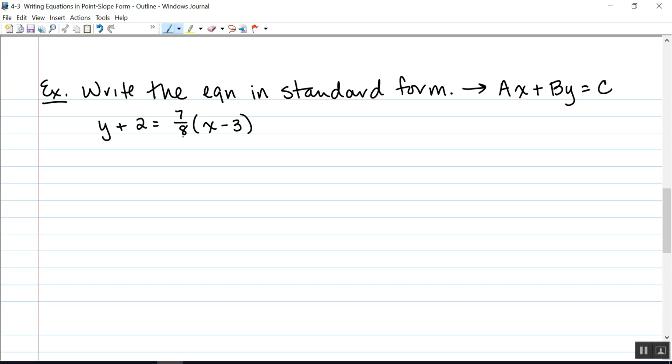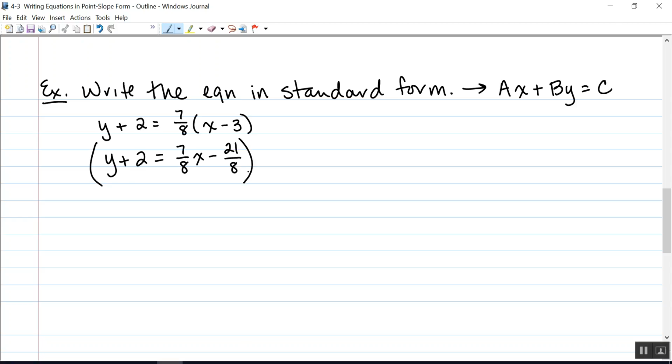So the first thing I'd like to do is distribute that 7/8. So y plus 2 equals 7/8 x minus 21/8. So I just treated that as 3/1 and just multiplied across the top and the bottom. At this point, don't freak out about the fractions. Let's just get our x and our y on the left side of the equal sign. Or actually, maybe it would be better, let's take care of the fractions right now.